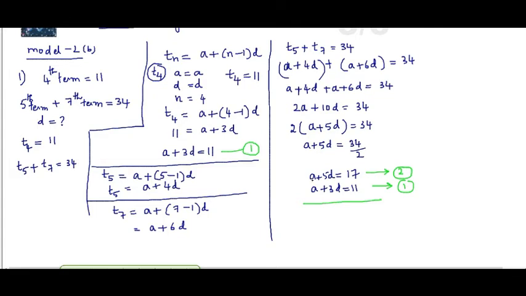Why? Because I want to eliminate one of the variables. Okay, so either I eliminate one of the variables and write this way, or there is one more method. If you don't feel comfortable, I'll show you another method also which is easy to solve. Okay, so let's use this one.